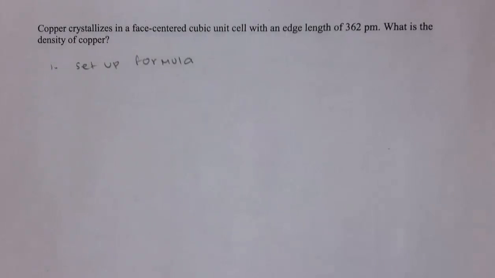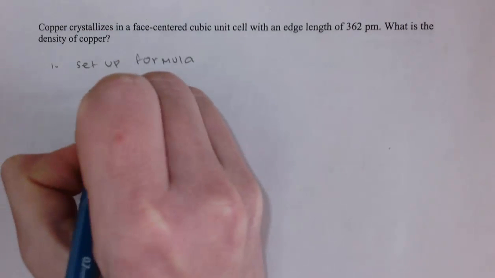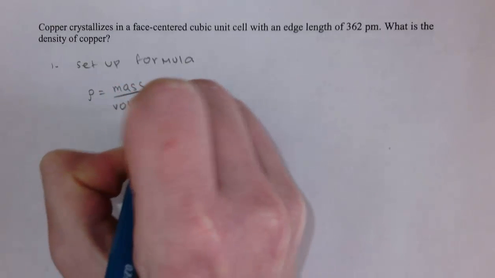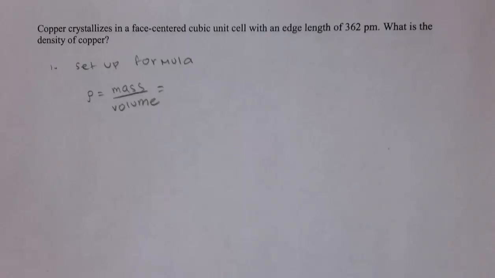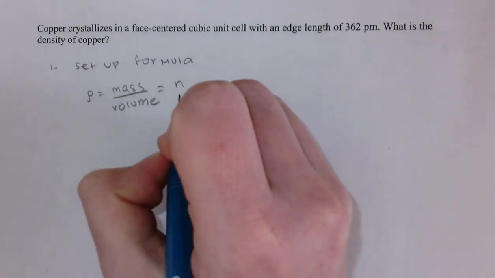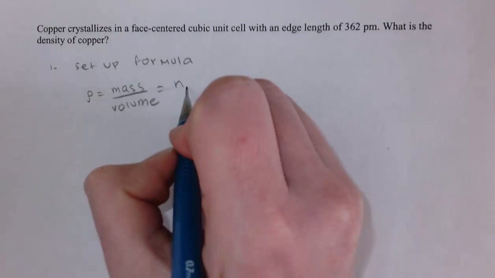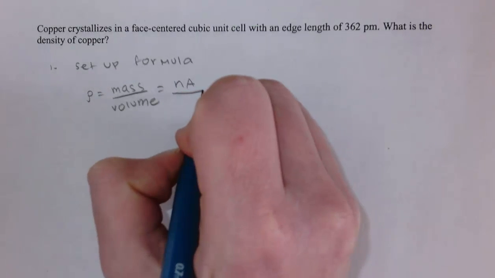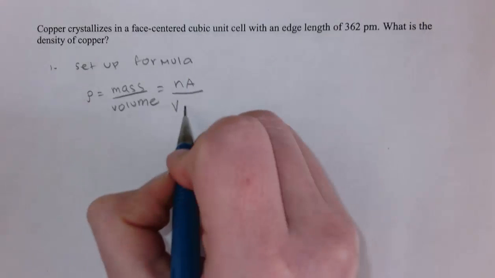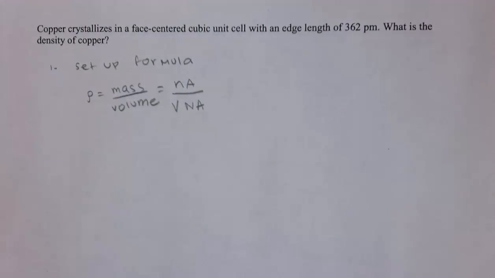We know that we need to find the density, and our density is just going to be our mass over our volume, which for a cubic unit cell has a very helpful formula, which is N, representing our number of atoms, times A, our molar mass, over the volume of our unit cell, times Avogadro's number.